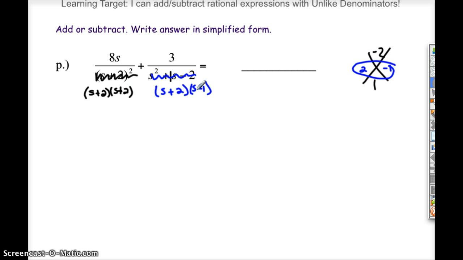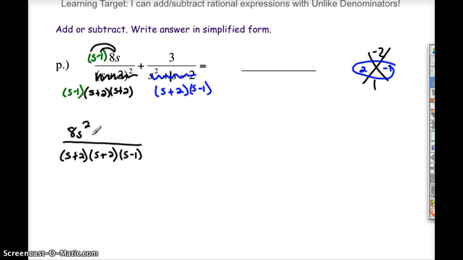So then look at the 2 denominators. What do they both have? Oh, they both have s plus 2, but this one has an extra s plus 2, and this one has s minus 1. Okay, so that first fraction cannot lose those 2 groups. It just needs to gain an s minus 1, because the other one had it, and it didn't. So I'm going to have to distribute here: 8s squared minus 8s. Okay?